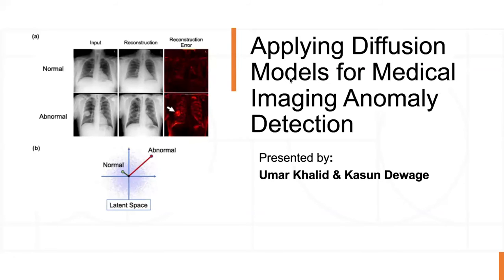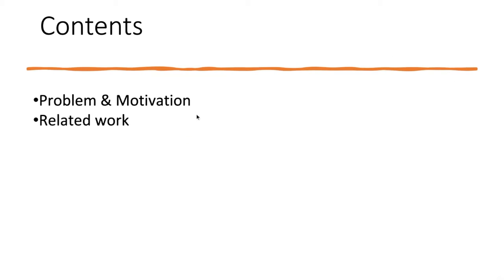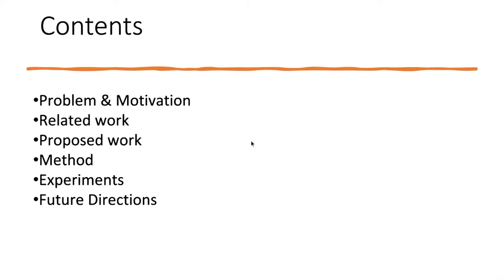So the presentation we are presenting is applying diffusion models for medical image anomaly detection. Our team is Umar, Khalid, and Kasun. The content of this presentation: we're going to talk about the problem and motivation, related work, proposed work, method, and experiments, and then the future directions.